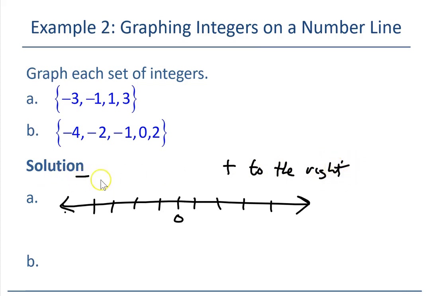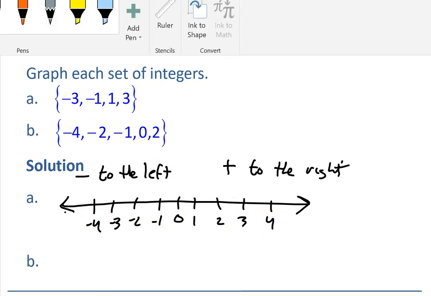And then negative to the left, always, okay? So let's look here. We've got -1, -2, -3, -4. Then we've got 1, 2, 3, and 4. Let's start graphing these bad boys.